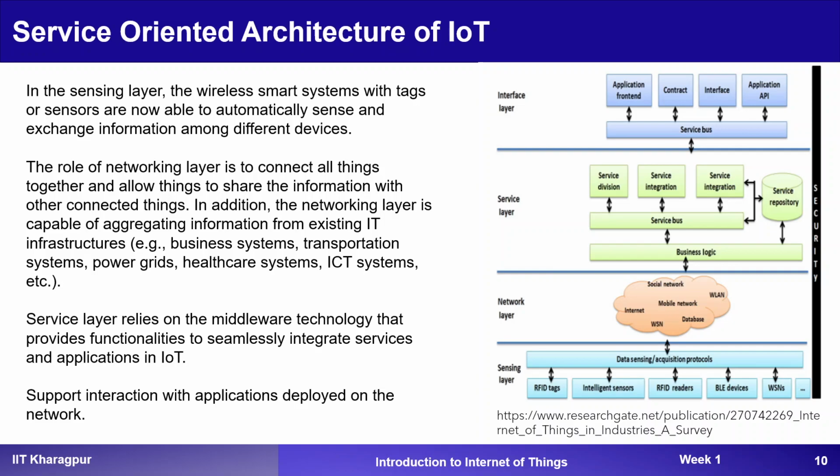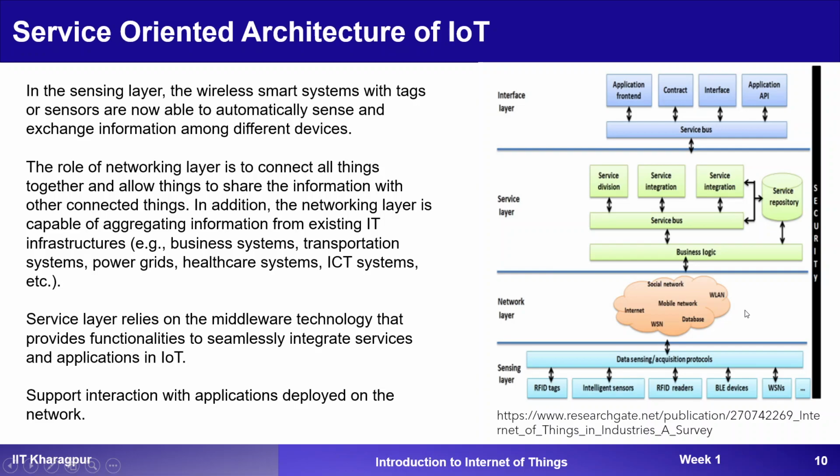Further, the next one is the network layer. This network layer is responsible for the communication of devices, for the exchange of this collected data between the devices. So here we use various protocols. We make use of the internet and wireless sensor networks for the exchange of this data which we have collected in the sensing layer. Now the third one is the service layer.